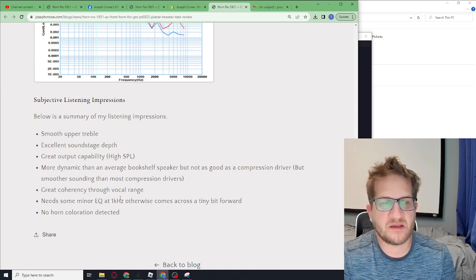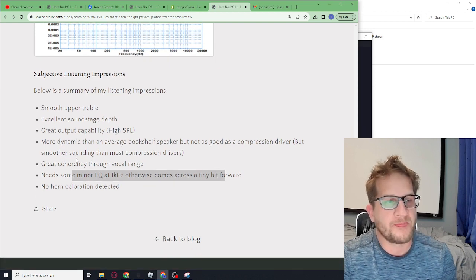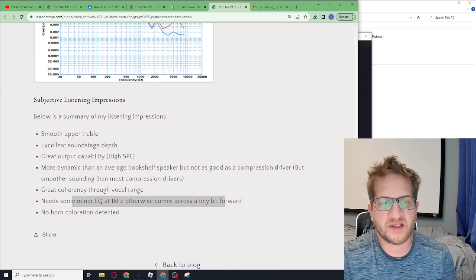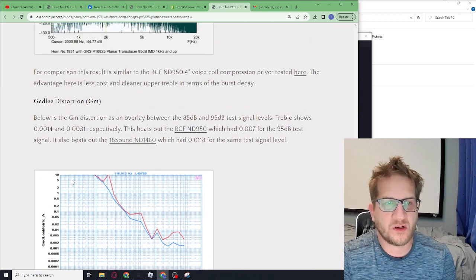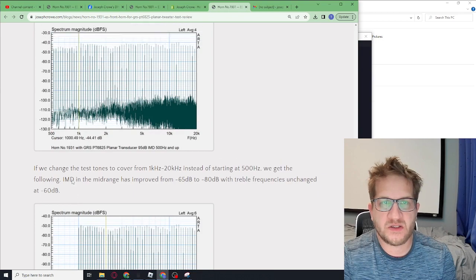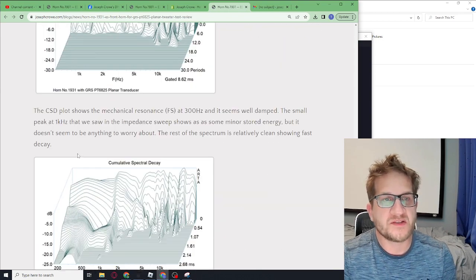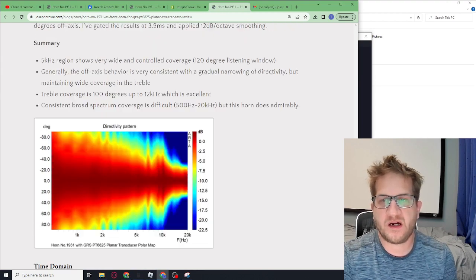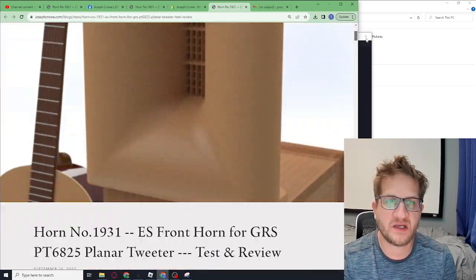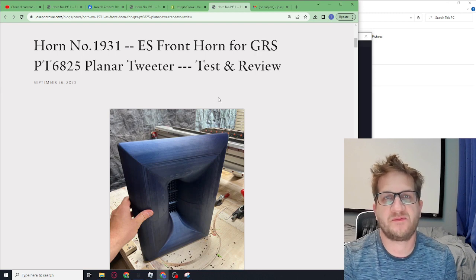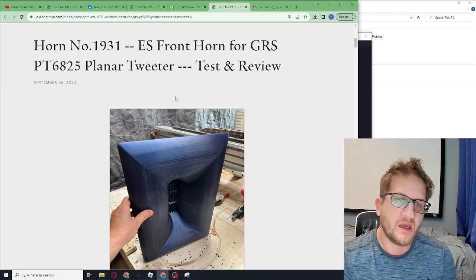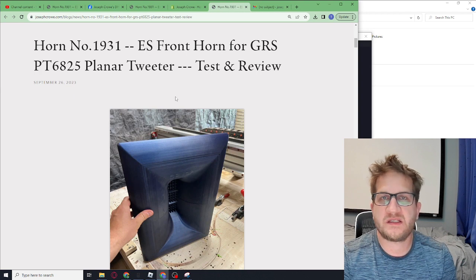Personally, I'm very sensitive to that part of the frequency range, so just something to note there in this design. Another attribute is I didn't detect any kind of horn coloration with this particular horn, and I believe that's likely due to having the full ES horn flare curvature. So there you have it, a full set of test data on horn 1931 using the GRS PT6825 Planar Transducer. I'll put some information in the description.